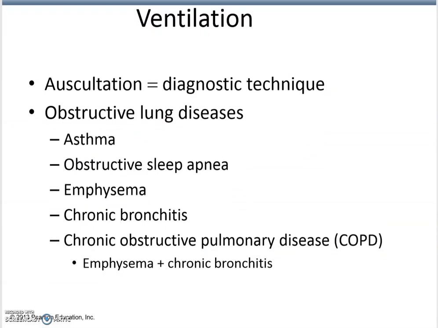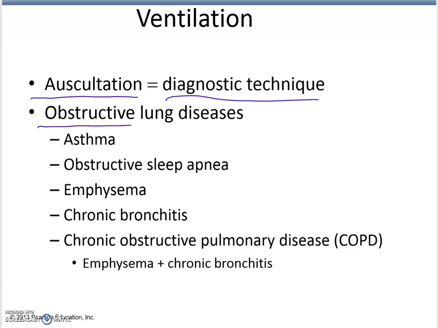When you go to a doctor's office, especially if you complain about breathing issues, then they will put a stethoscope on the back of your chest and listen to your breathing. That would be auscultation as a diagnostic technique, and they're trying to listen to whether there's some sort of obstruction or some turbulence in the flow of the air.